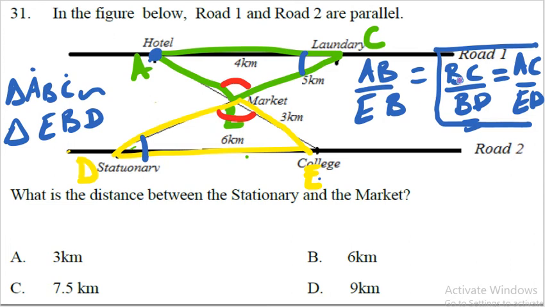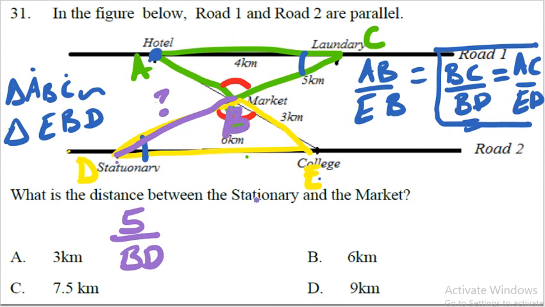Then, what is BC? B is here, don't forget it. BC is 5 over BD. BD is unknown. This is what we are looking for, because the distance from stationary to market means the distance BD. Is equal to, what about AC? AC means the upper one, here it is, 4 over ED. ED is given to you already, it is 6, here it is.